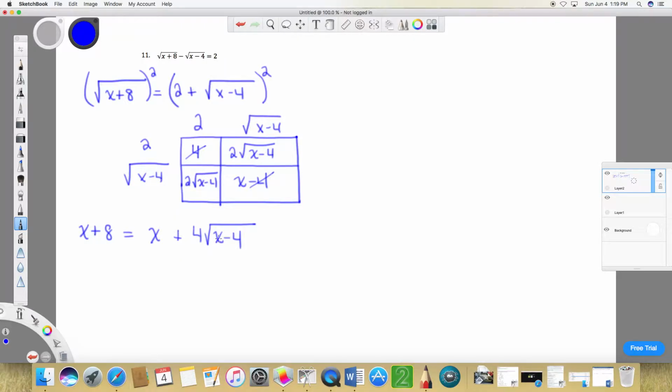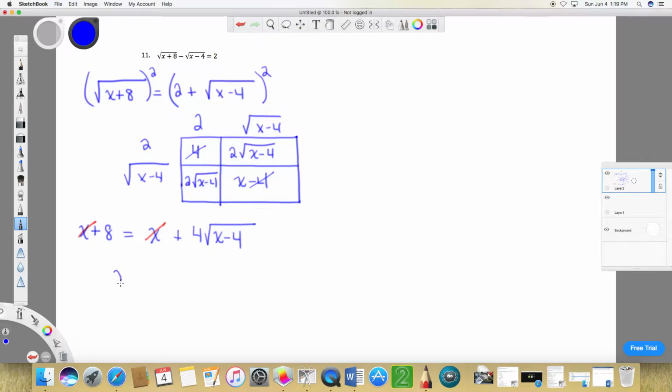Now this may look familiar. This looks similar to problems that we've done in this homework, these previous problems. We need to get this square root by itself and square each side of the equation a second time. But I notice that if I subtract x from both sides, this term and this term cancel. So now that I've got the square root by itself, I can square it, but then people might forget to square the 4. So I'm going to divide both sides by 4.